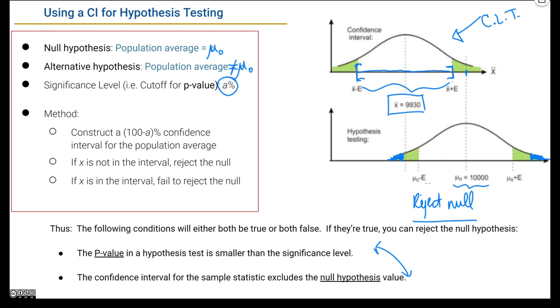So they're basically two different sides of the same coin, and you can use either to help you make conclusions about a hypothesis test.